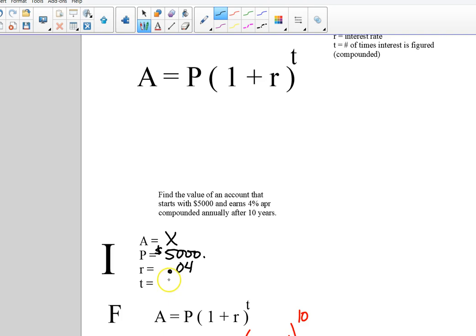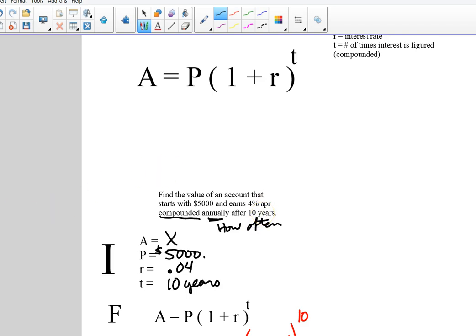So the time here is going to be 10 years. Now if I put it into my formula here, A equals P(1 + R)^T, and I knew I needed to use the compound interest formula because it says compounded annually, and annually tells me how often that it is compounded.